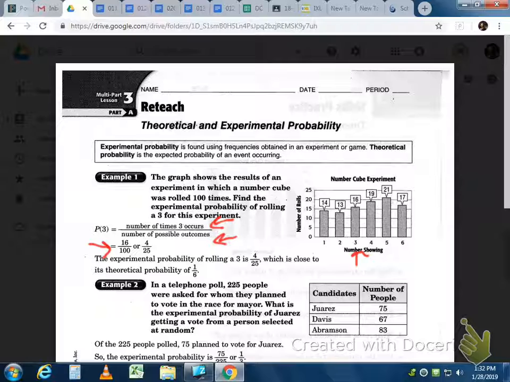That's the experimental. And it's saying that it's close to the theoretical of 1/6, because the probability of rolling a 3, there's 1 three on 6 sides. So it's not too far off actually.